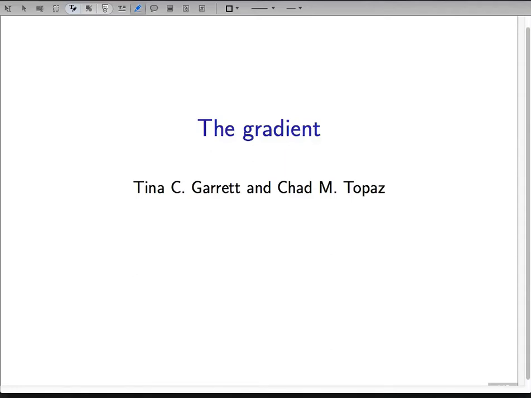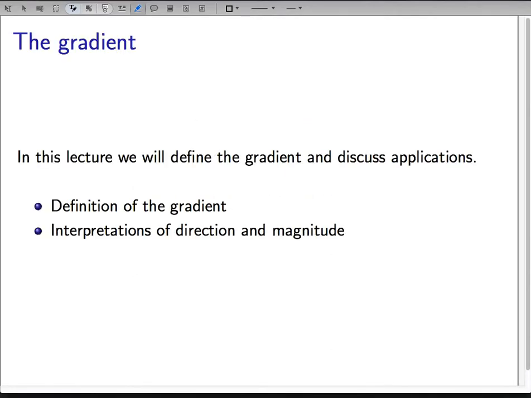Welcome to this lesson on the gradient. In this lecture, we're going to define the gradient and discuss some of the applications, in particular, how to interpret the direction and magnitude of the gradient vector.